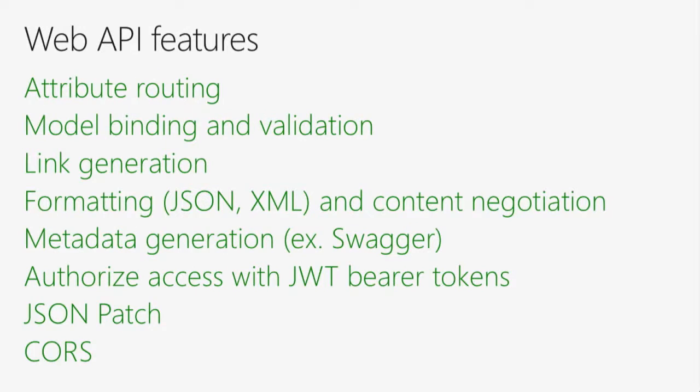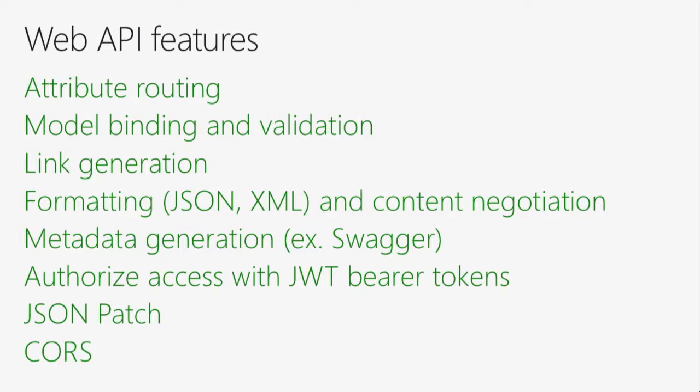Specifically for Web API, there's a whole suite of really great features for building Web APIs using ASP.NET Core. We have built-in attribute routing to make it really easy to get requests to your action methods. There's built-in support for model binding data from the requests to your action methods and also validating that data. We have built-in support for link generation and formatting. I mean, web services are all about formats, whether it's JSON, XML, or whatever format you'd like. And we have great support for content negotiation, where clients can request specific formats for specific resources.